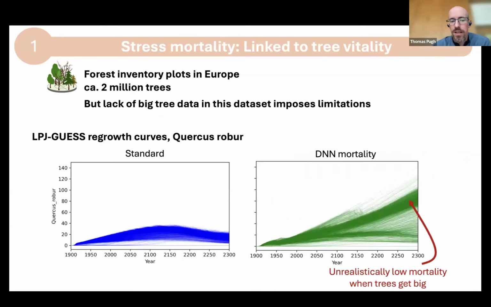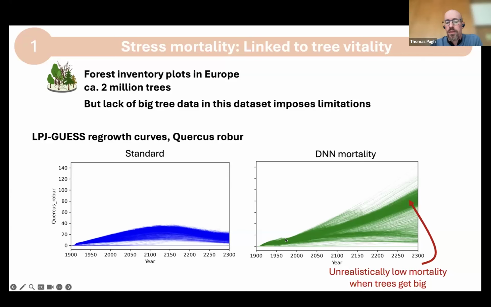It's not all rosy. We have a lack of data for big trees in this European data set. And that really manifests when we look into long-term predictions of what's going to happen. So this is just some regrowth curves here for oak. And what you can see on the standard model on the left, with biomass on the y-axis, is a nice increase. So trees are getting about 200 years old, and then they start to die a bit, but we have these nice curves.